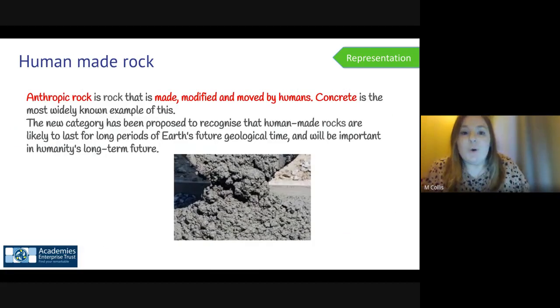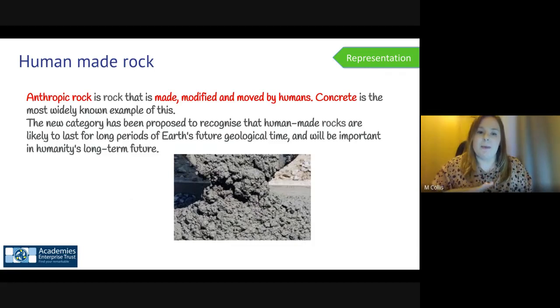However, we also have human-made rocks. As well as natural rocks, so igneous, sedimentary, and metamorphic, we also have human-made rocks, which are called anthropic. These are rocks that are made, modified and moved by humans, whereas natural rocks are not caused by humans at all. An example of an anthropic rock is concrete.